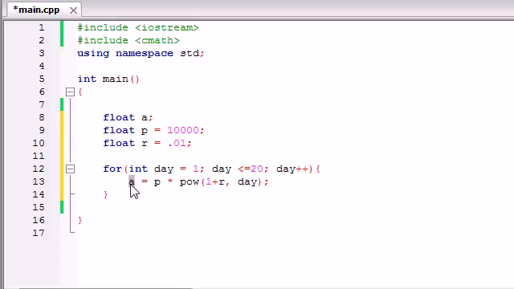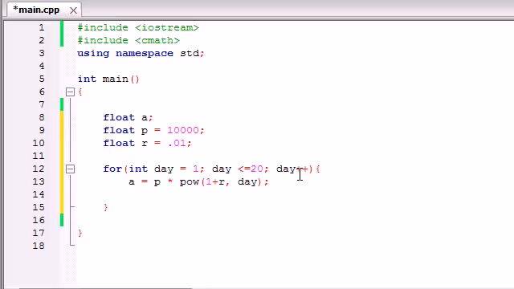The amount of money you're going to make is equal to your principal investment times 1 plus rate, and the rate would be 0.01 in this case, to the day exponent. So it would be like 1.01 to the 20th power. It's a weird formula, but that's how you calculate it. Just trust me, it works.